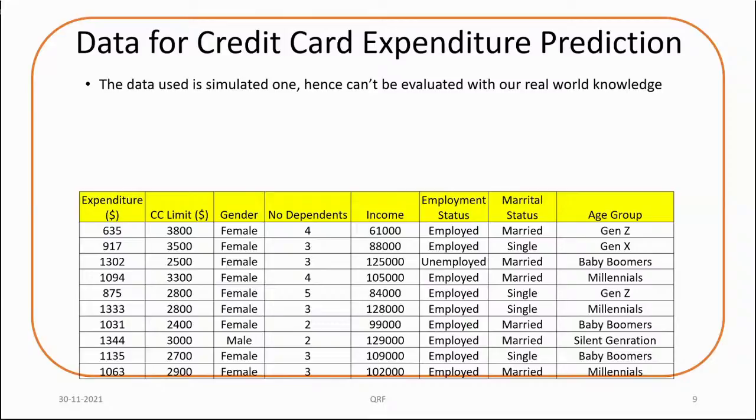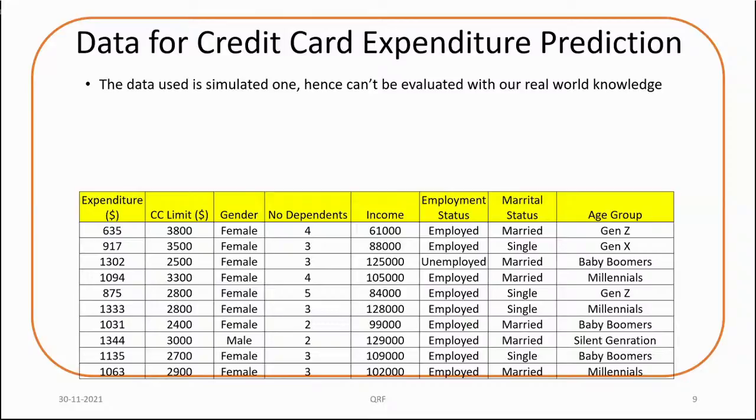And we have already determined one more factor, that was marital status. There is a substantial difference between the buying pattern and expenditure pattern of people who are married and people who are single. So this is again a simulated variable added to the total data set, and there is age group. We learned from various reports that age group is an important driving factor for credit card spend. Gen X spends a lot more than Gen Z, and baby boomers spend differently than millennials and other people.